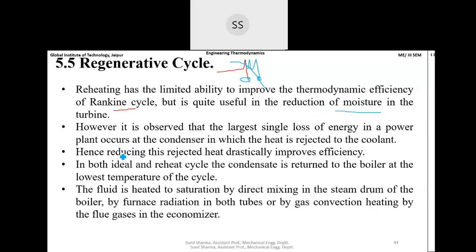So we feel it is much better from the point of view of the moisture content at the outlet of the turbine. However, it is observed that the largest single loss of energy in a power plant occurs at the condenser. We have already discussed that the largest single loss of energy in a power plant occurs in the condenser, in which the heat is rejected to the coolant.